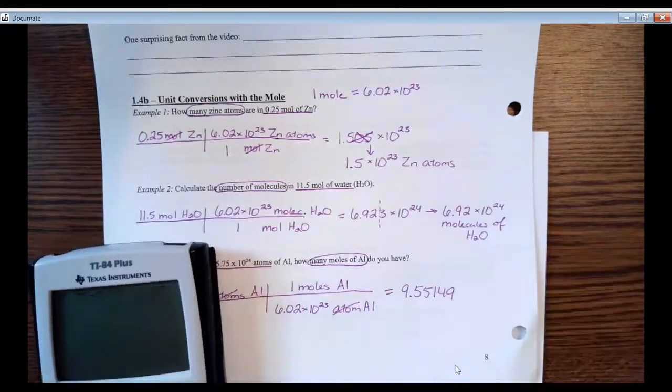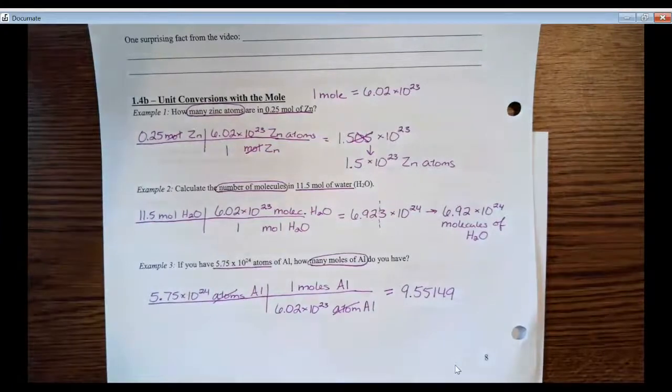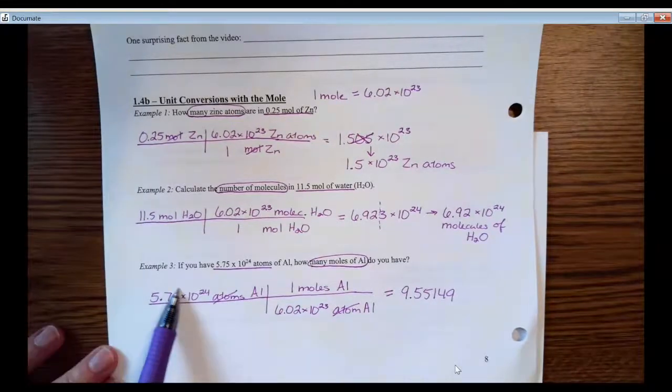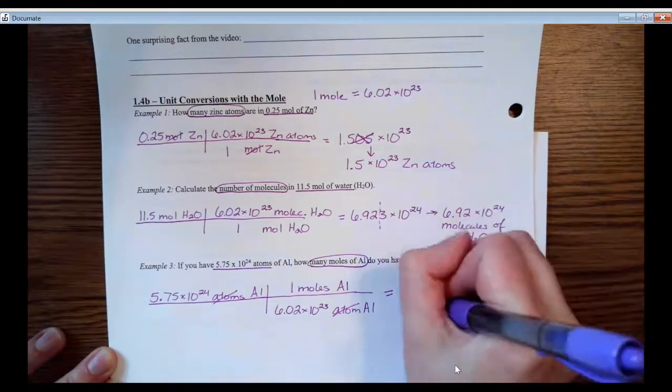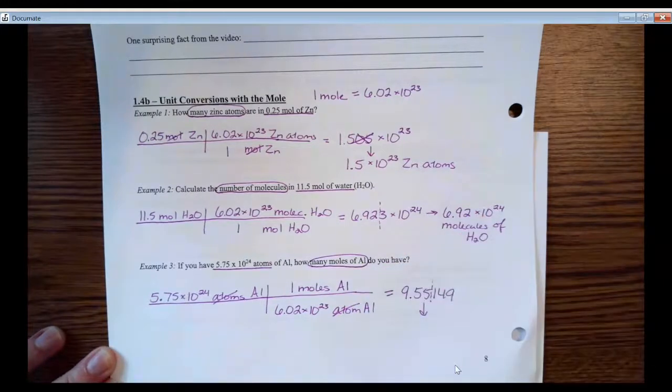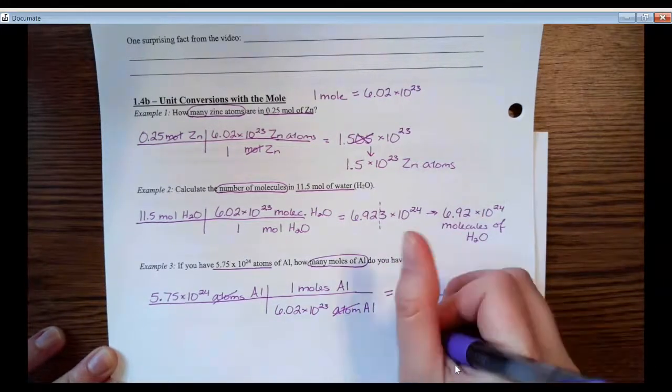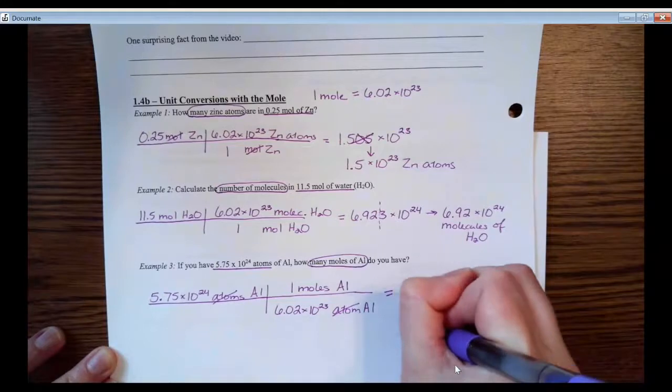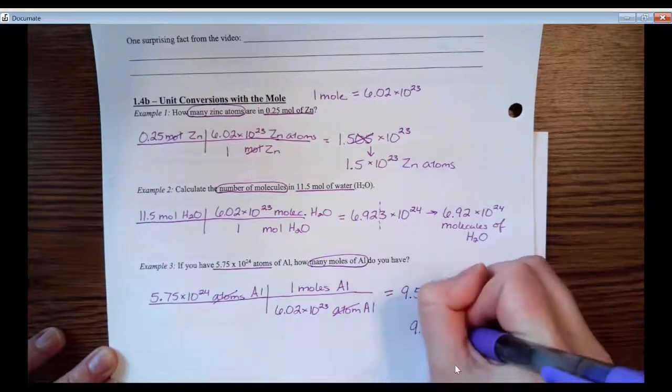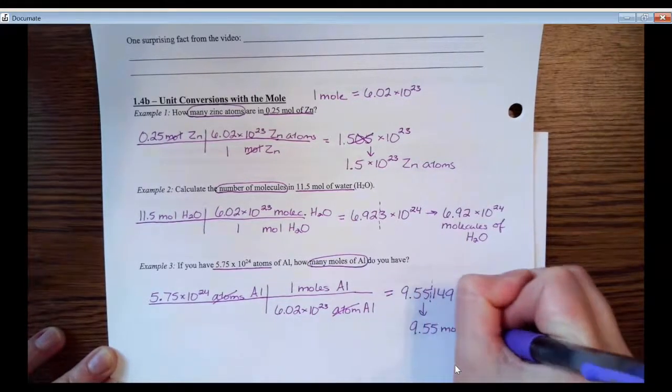So we want to think about sig figs again. Now, whenever we have numbers in scientific notation and we want to think about the number of sig figs, we look at the front part of it. So everything that's in front of the times 10 to the 24th. So this number here has 3 sig figs. So in my answer, I want to chop off the extra and just leave 3 sig figs. So 9.55 moles of aluminum is going to be my answer.